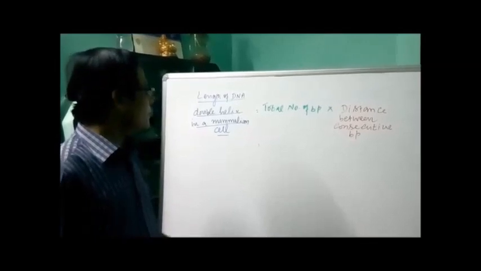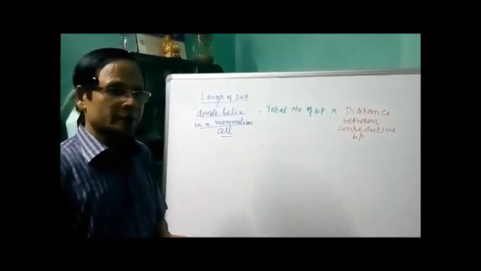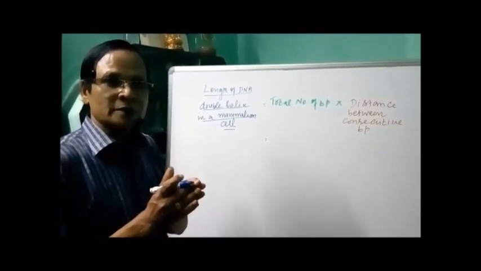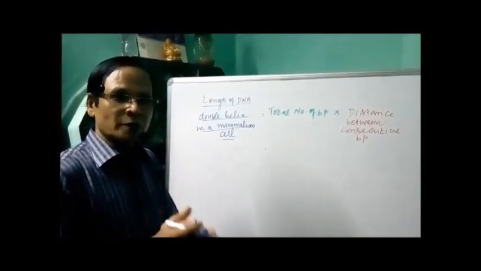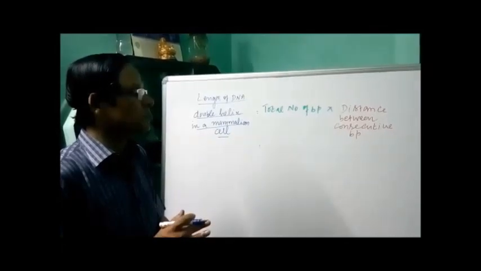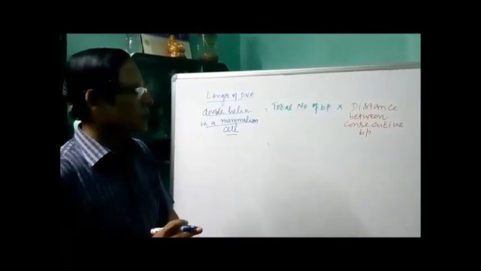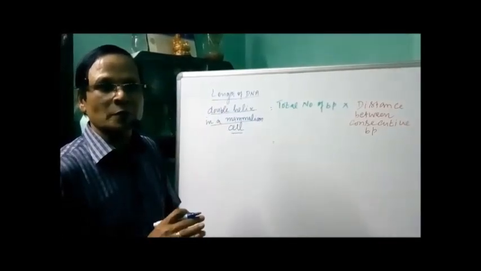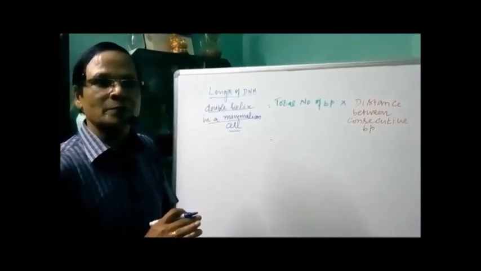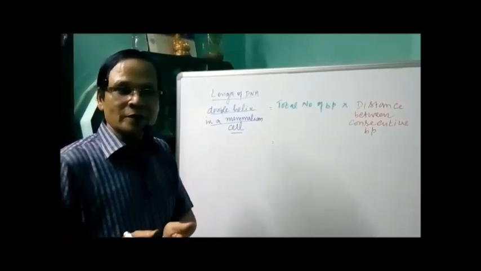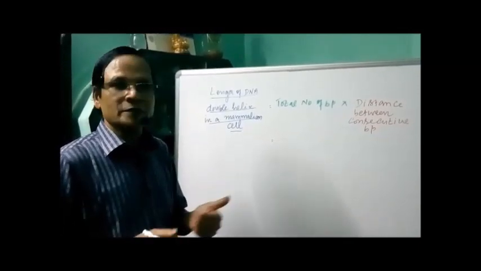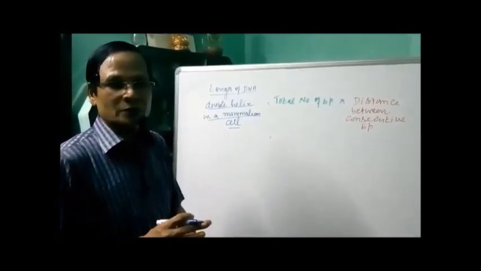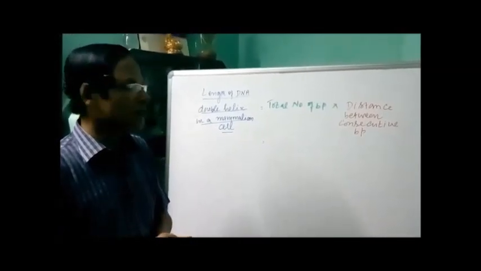If you want to calculate the length of the DNA double helix in any cell, the total number of base pairs in that cell or species is multiplied by the distance between consecutive base pairs. We can take, for example, the total number of base pairs in a human being, 6.6 × 10^9. To calculate the length of DNA in the E. coli bacterium, 4.6 × 10^6. So we can calculate for any species.